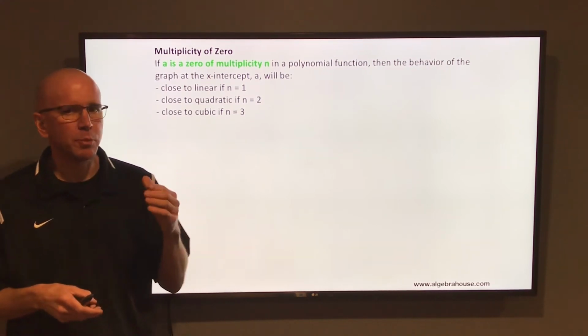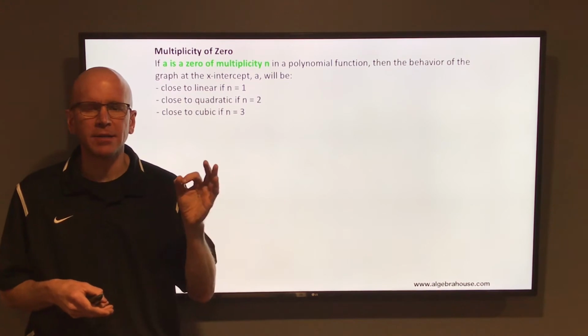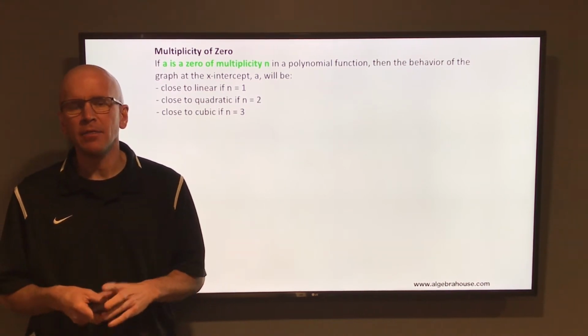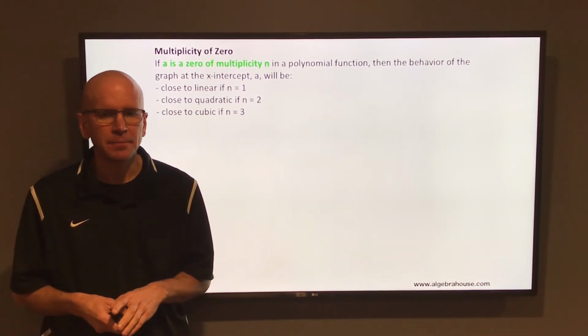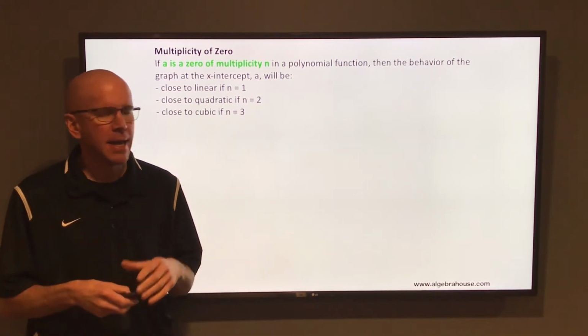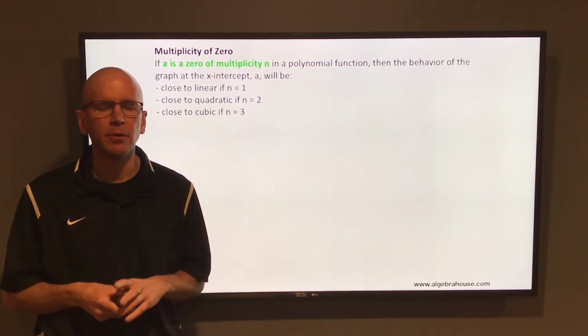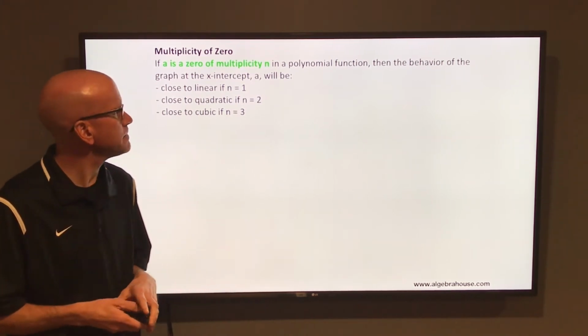So that's called multiplicity. If you get x equals 2 again, and x equals 2 again, if you have x equals 2 3 times, that would be a multiplicity of 3. If you get x equals 2 one time, that's a multiplicity of 1. And each of those multiplicities gives that graph a certain appearance at that x-intercept.